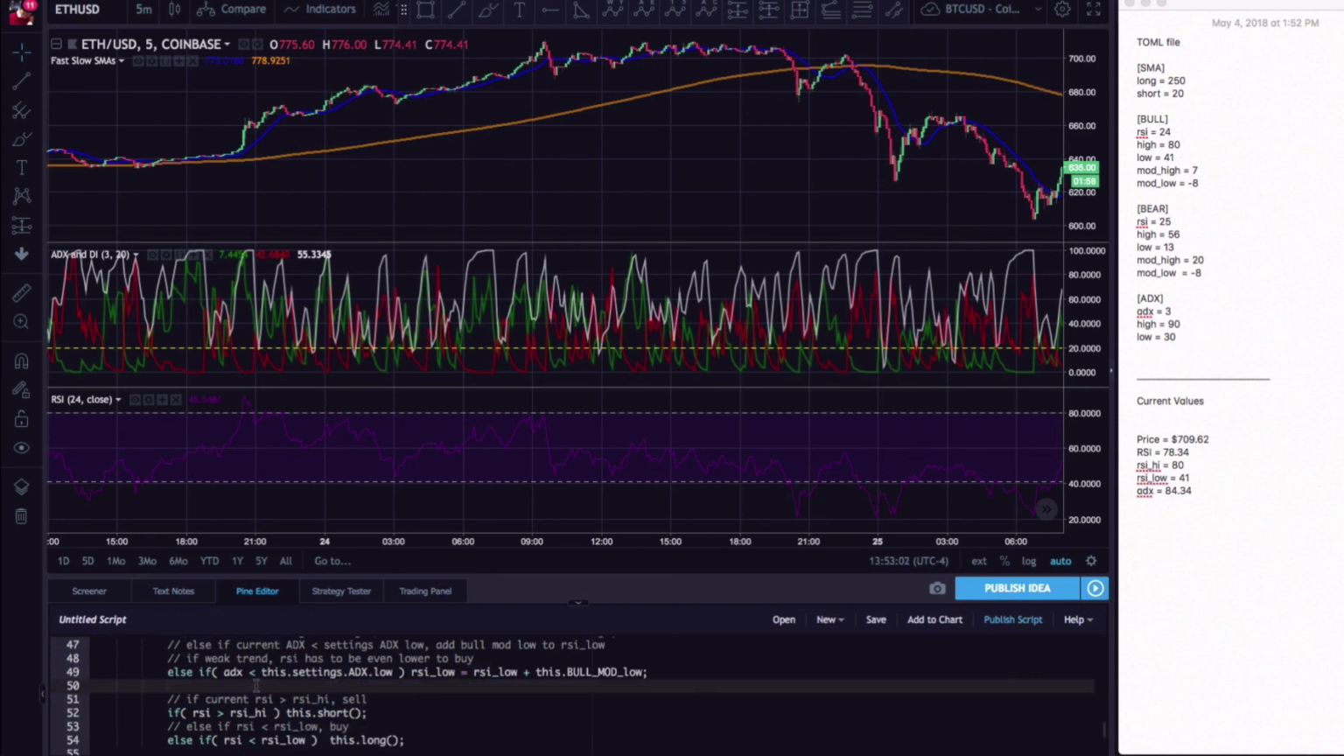Let's see if we're modifying the low. So if ADX is less than ADX low, so ADX right now is 84. Is it less than the ADX low? No, definitely not. So again, we're not modifying the RSI low.